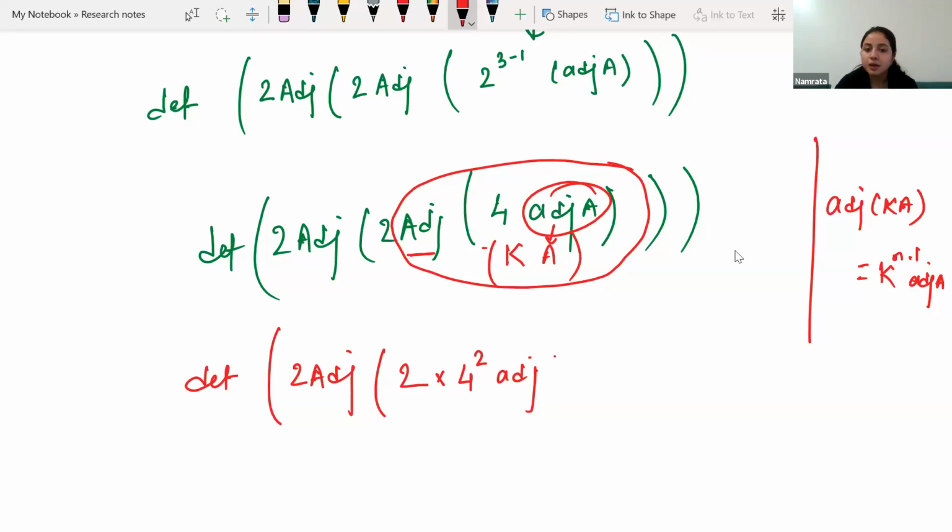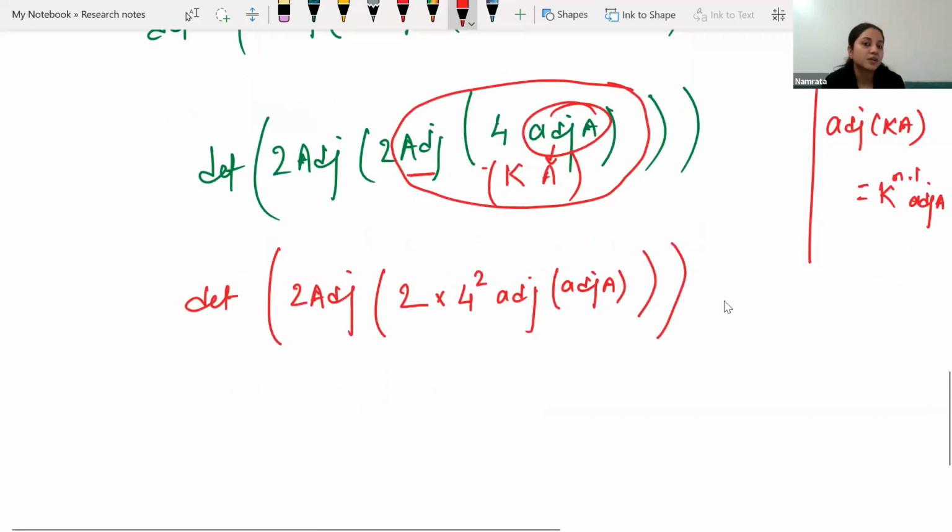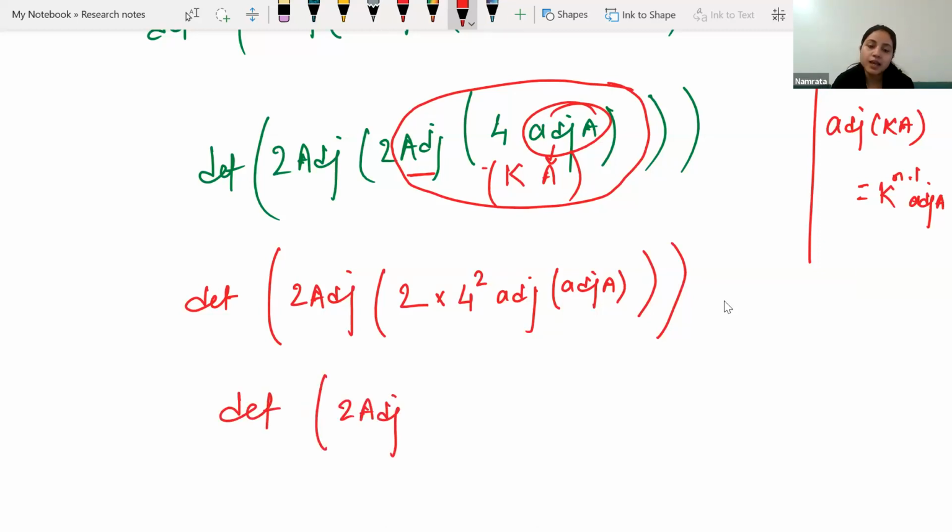So we have written 4 to the power 2, adjoint of A. A is what? A is this. Is it clear so far? Let me know. Yes, ma'am. Two times we have applied the same property. Now what are we having over here? We are having 2 adjoint. Here we are having 2 into 4, 4 times 16. That means 2 times 16, that is 32.